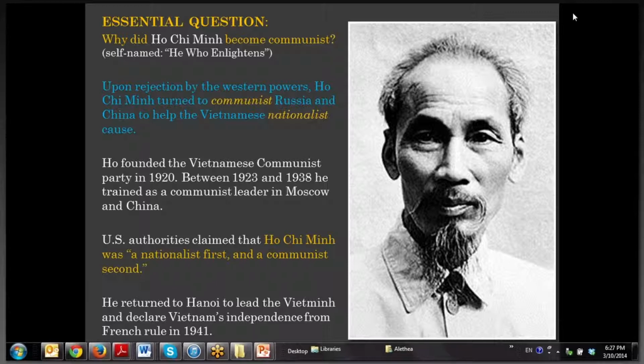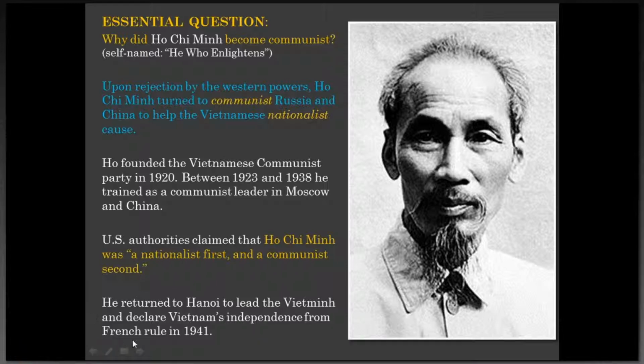Well, upon rejection by the Western powers, Ho Chi Minh turned to communist Russia and China to help the Vietnamese nationalist cause. He founded the Vietnamese Communist Party in 1920, and between 1923 and 1938, he trained as a communist leader in Moscow and China. U.S. authorities claimed that Ho Chi Minh was a nationalist first and a communist second. He returned to Hanoi to lead the Viet Minh and declare Vietnam's independence from French rule in 1941.